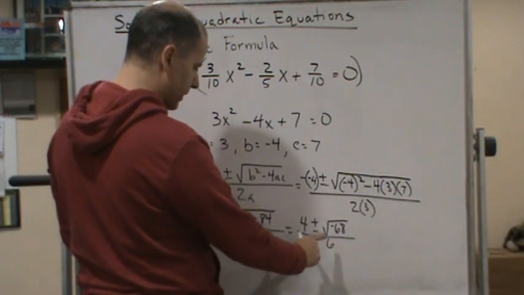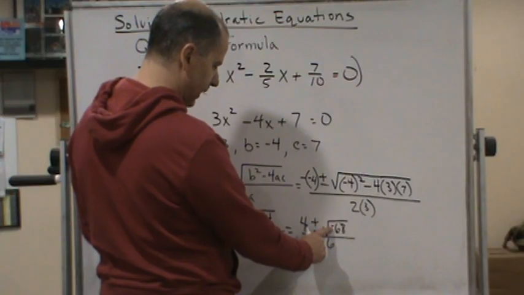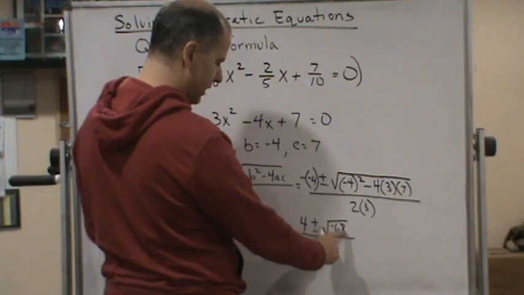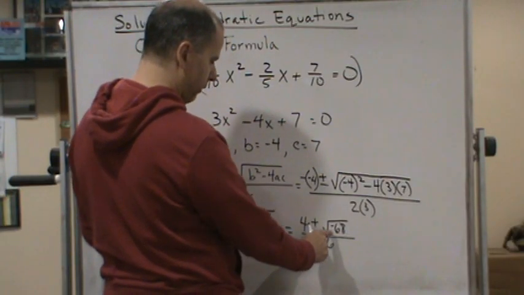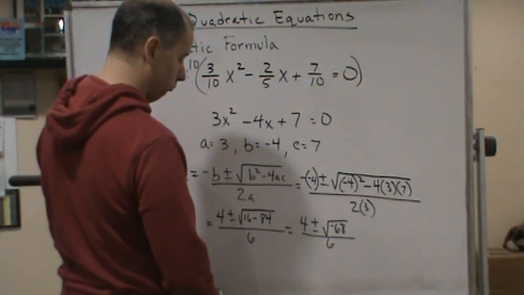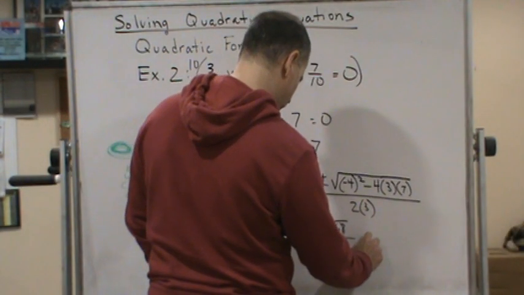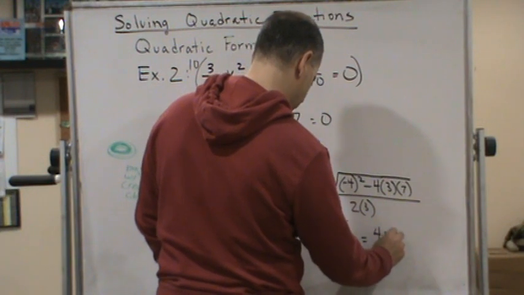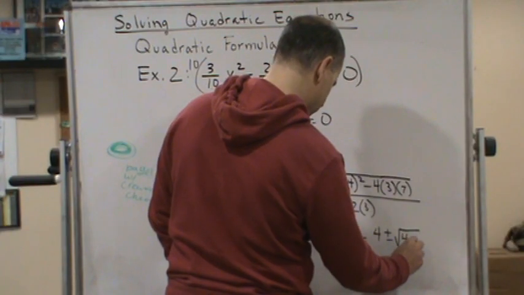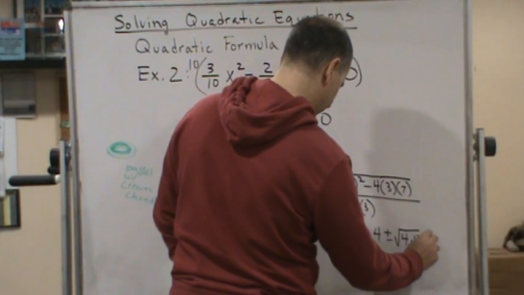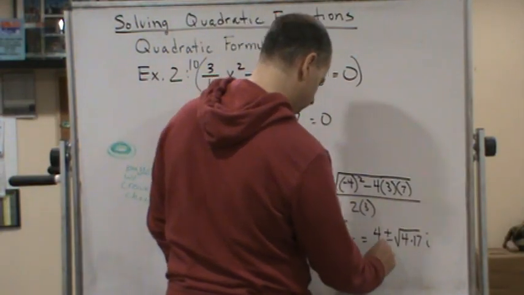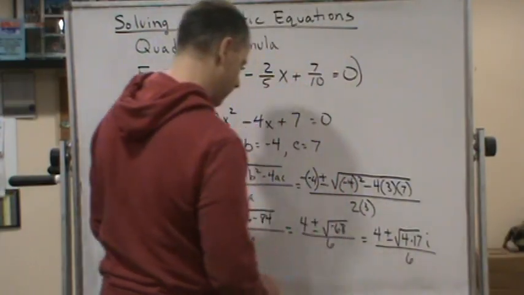And now we can simplify this even further. We've got a negative sign here under the radical, so we're going to use an imaginary number. But also 68 can be split into the product of 4 times 17. Okay, so that's going to equal 4 plus or minus the square root of what? It's going to be 4 times 17 i, right? So I pulled the i out because of the negative under the radical. And this is over 6.